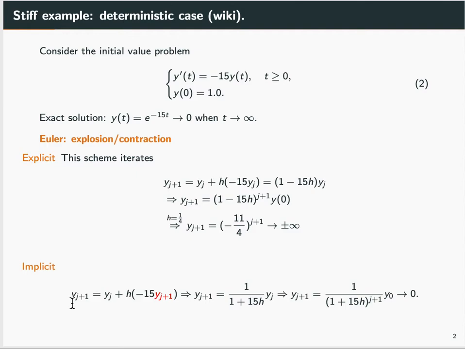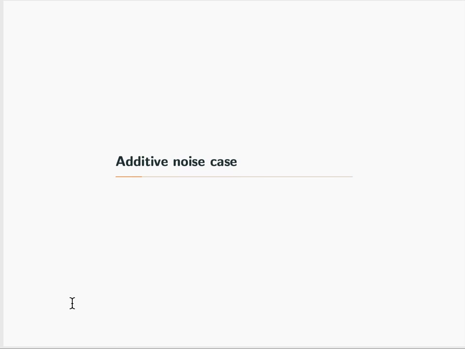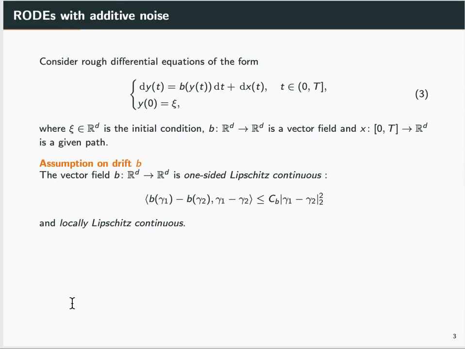Inspired by this deterministic stiff equation, we consider well-posed equations with some stiff conditions. We started from a simple case when the differential equation is driven by an additive noise x. Here we assume the drift b to be one-sided Lipschitz continuous with a constant c_b, and also locally Lipschitz continuous. This one-sided Lipschitz continuity allows the speed to grow more than linearly in the negative direction.